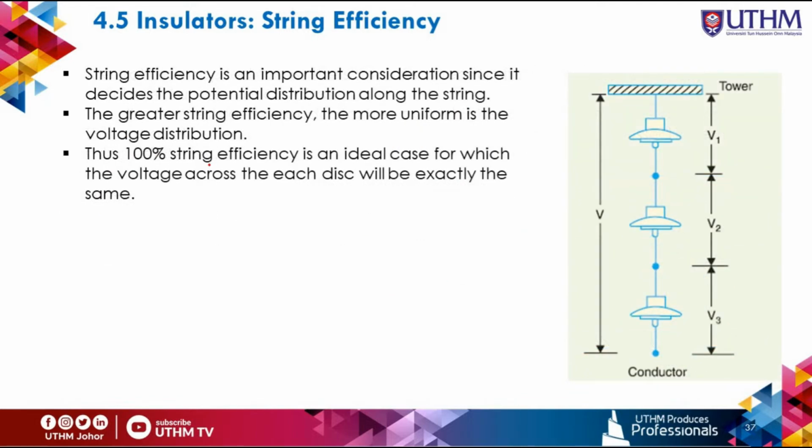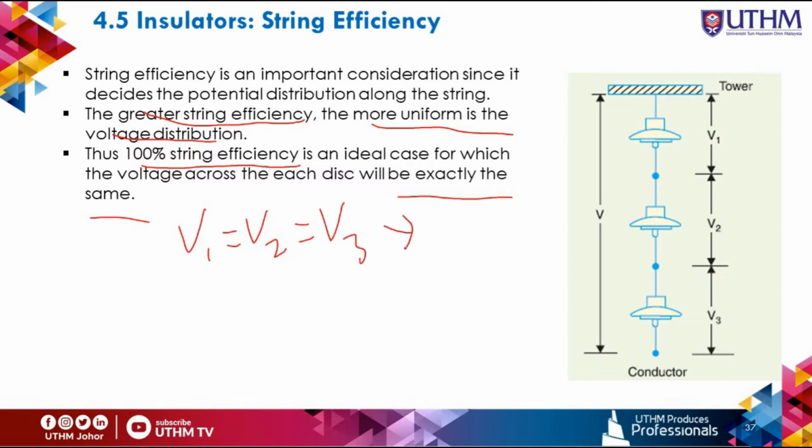So string efficiency is an important consideration since it decides the potential distribution along the string. The greater the string efficiency, the more uniform is the voltage distribution. So 100% string efficiency is an ideal case for which the voltage across each disc will be exactly the same. If you have V1 equals V2 equals V3, then the string efficiency is 100%.